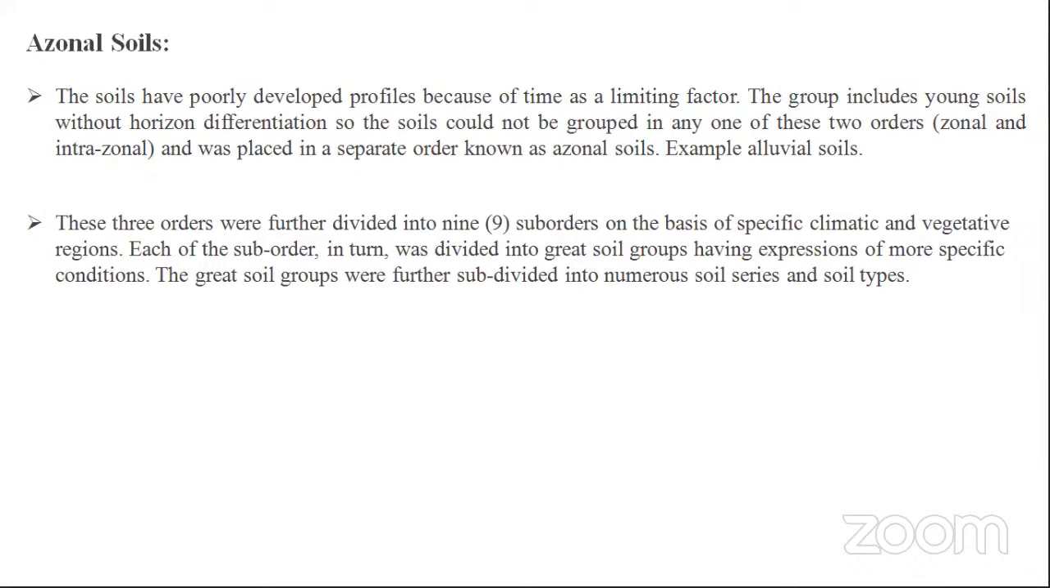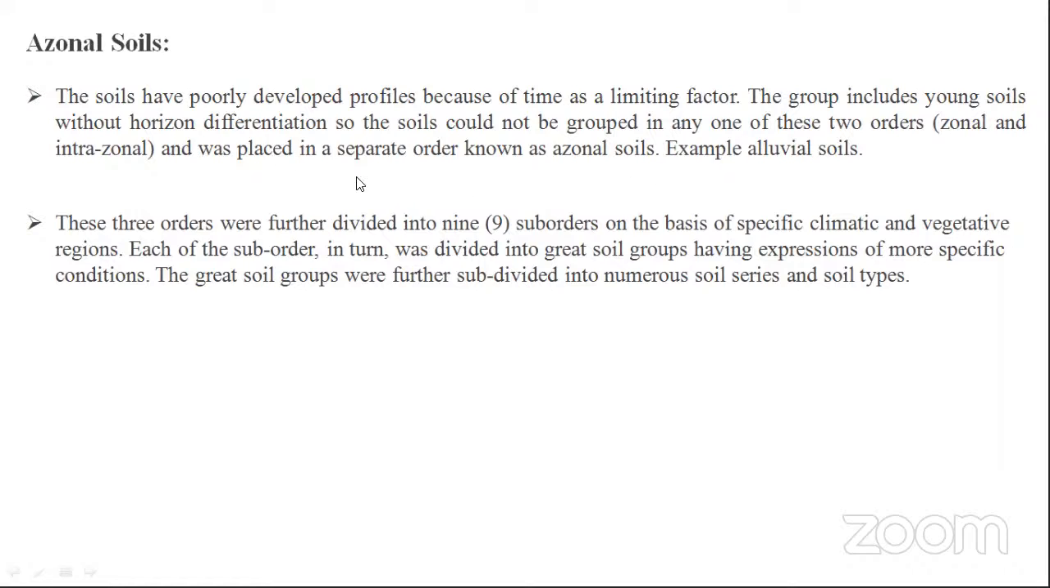So mostly these soils had a very limiting factor and were placed in the mostly horizon group. There is also a group that includes young soils without horizon differentiation. These soils could not be grouped in either of the two orders, so they were placed in a separate order known as azonal. What is an example? Alluvial soil.